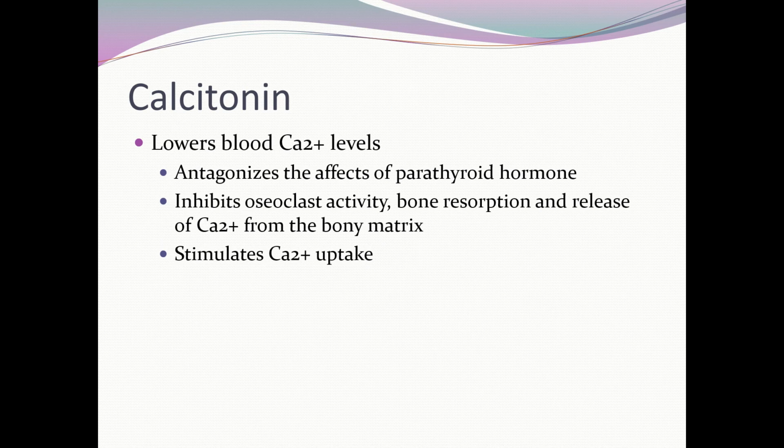Calcitonin is a hormone secreted by the thyroid and lowers blood calcium levels. It antagonizes the effects of parathyroid hormone. Calcitonin inhibits osteoclast activity. It inhibits bone resorption, and it inhibits the release of calcium from the bony matrix. Instead, it stimulates calcium uptake into the bone.